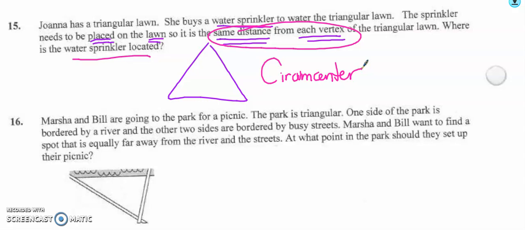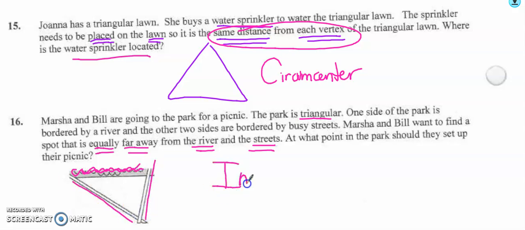Number 16 says, Marcia and Bill are going to the park for a picnic. Here's another triangular park. Parks sometimes are triangular. One side of the park is bordered by a river. Here's the river. The other two sides are by busy streets. Marcia and Bill want to find a spot that is equally far away from the river and the streets. So if it's equal from the river, which is here, and the streets here, that is the incenter, because it's equal distance to the sides.